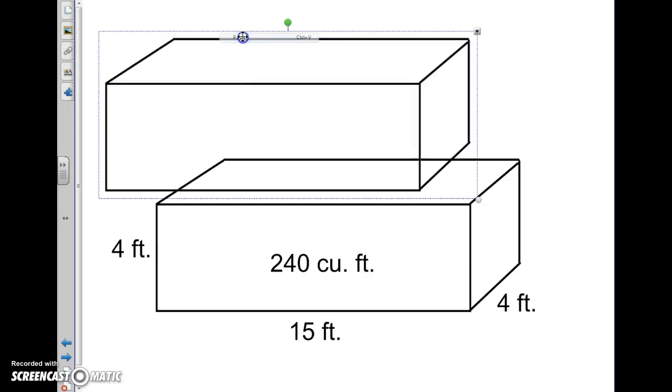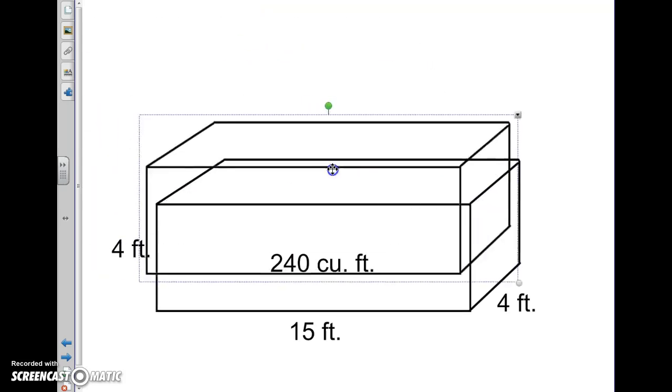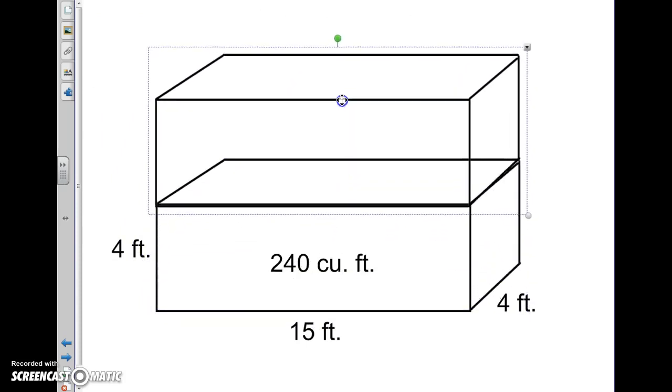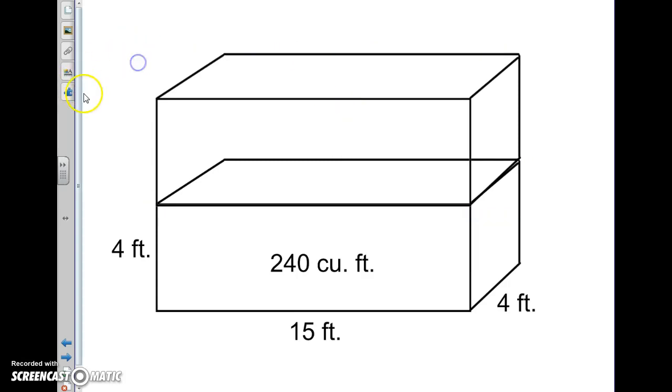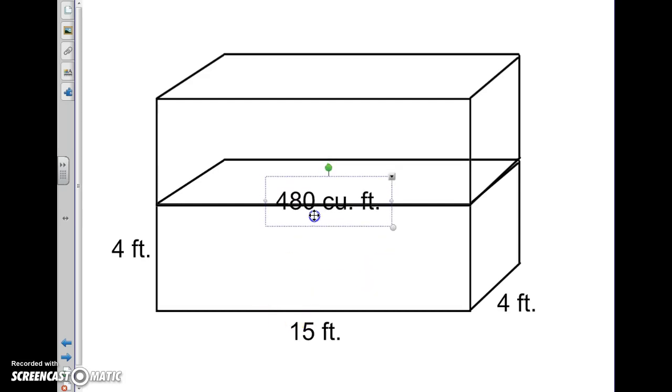So this is the exact same shape here, right? It's the exact same amount of volume. I'm just going to stack it right here. This is all just one piece now. Now it's a total of 480 cubic feet for this total amount here. So what are the new dimensions of this rectangular prism? Go ahead and state the 3 dimensions of this new rectangular prism with a volume of 480 cubic feet.